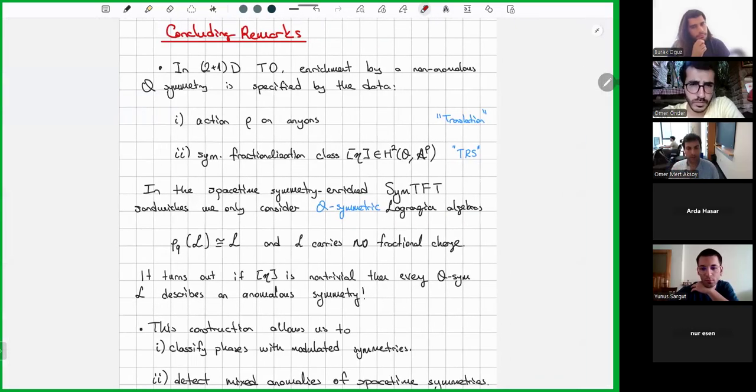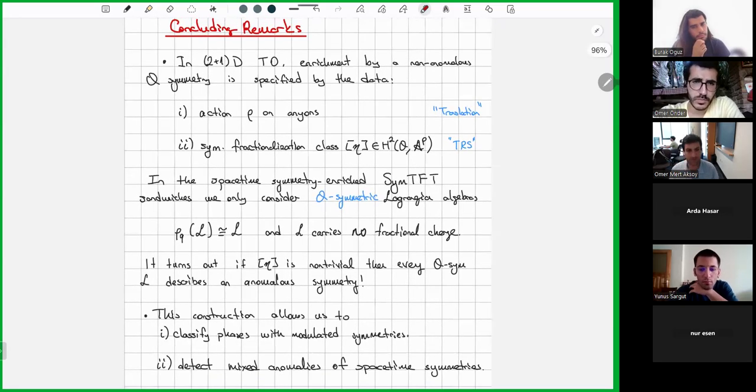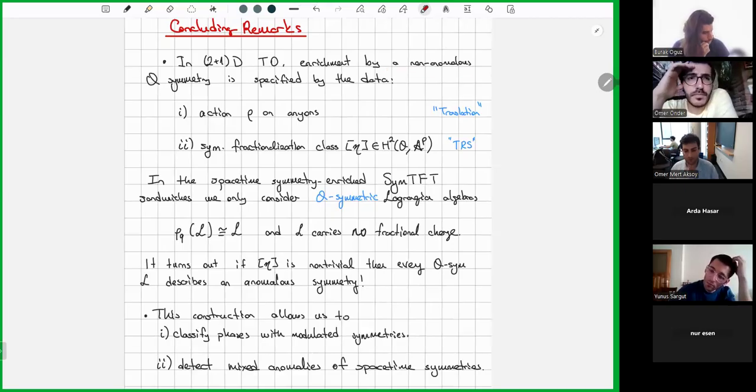Okay, so with these two lengthy examples, I'm towards the end of my talk. I just want to give some general remarks. These two are the simplest examples of the overarching idea, so you can generalize this idea. More generally, given some 2 plus 1D topological order, if you enrich by a non-anomalous symmetry, that's important, that's the case that we consider, which I label by Q.